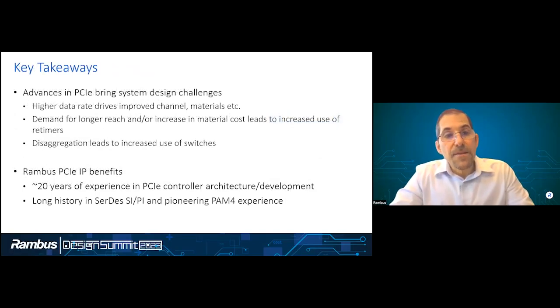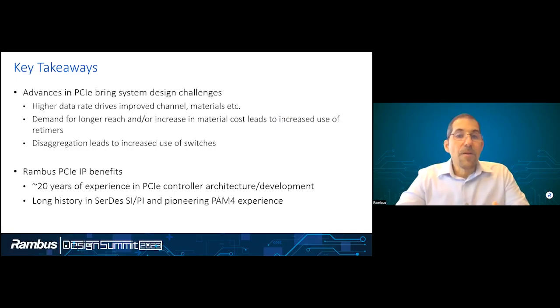Key takeaways: advances in PCI Express are bringing system-level design challenges that, as an industry, we have to contend with. Higher data rates are driving improved channels, improved materials, and higher tolerance manufacturing processes. Demand for longer reach and an increase in material costs lead to the use of retimers, and disaggregation leads to the increased use of switches. So we're seeing more and more demand in the market for PCIe retimers and switches, not to mention fabric attached, which is driving CXL type switches in the chip business.